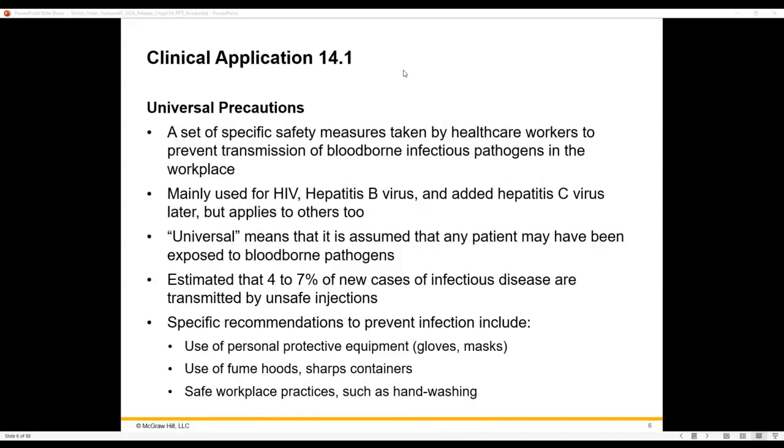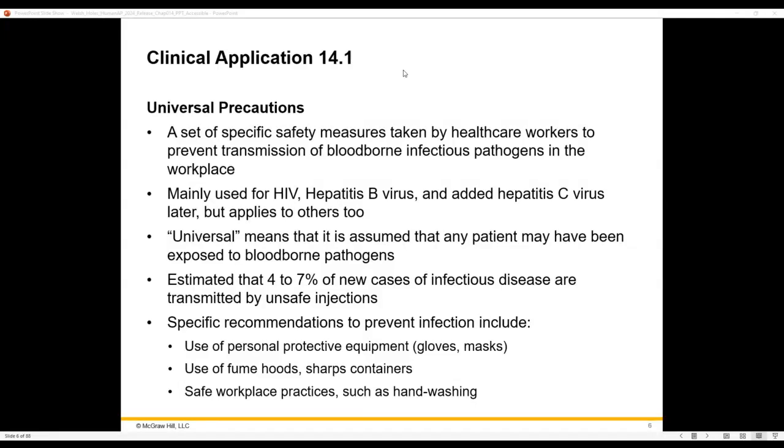Whenever you're working with blood, you need to use universal precautions, and I imagine you've heard of this before. It's a set of specific safety measures that are taken by healthcare workers to prevent transmission of bloodborne infectious pathogens in the workplace. It's mainly used for HIV, hepatitis B virus, and hepatitis C virus was added later, but it applies to others too. Universal means that it is assumed that any patient may have been exposed to bloodborne pathogens. You always make that assumption when you're working with blood.